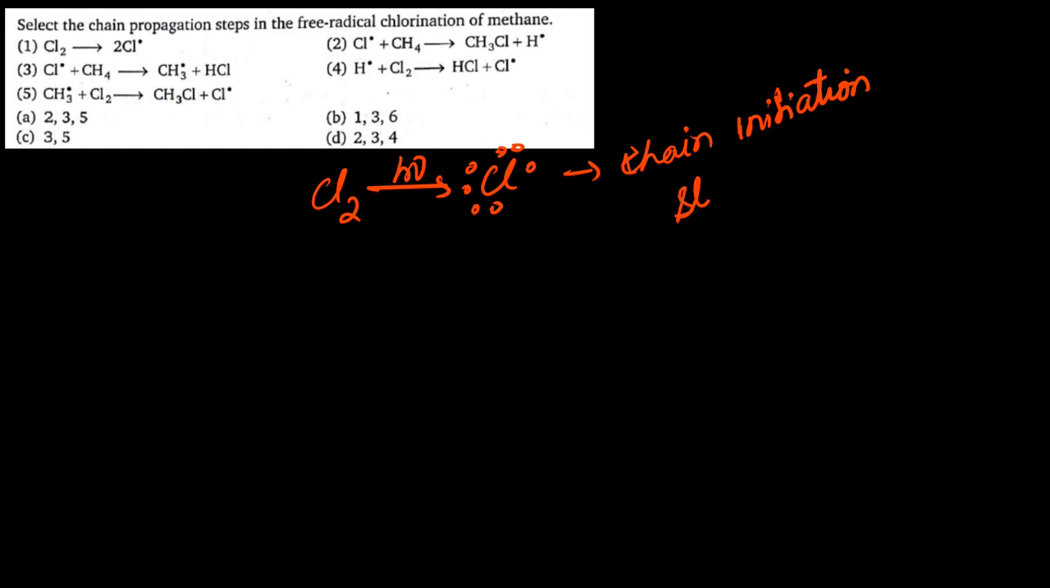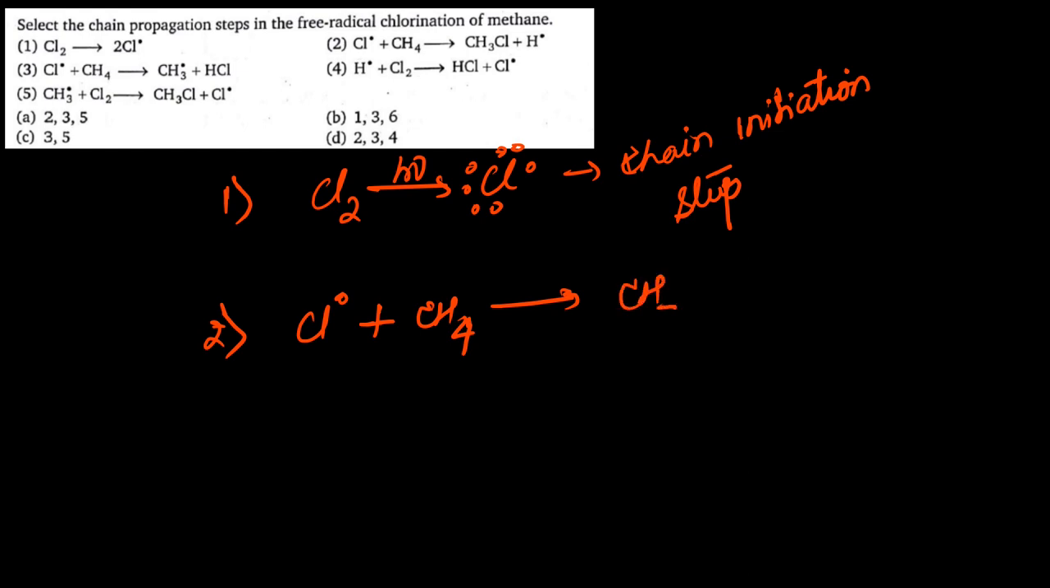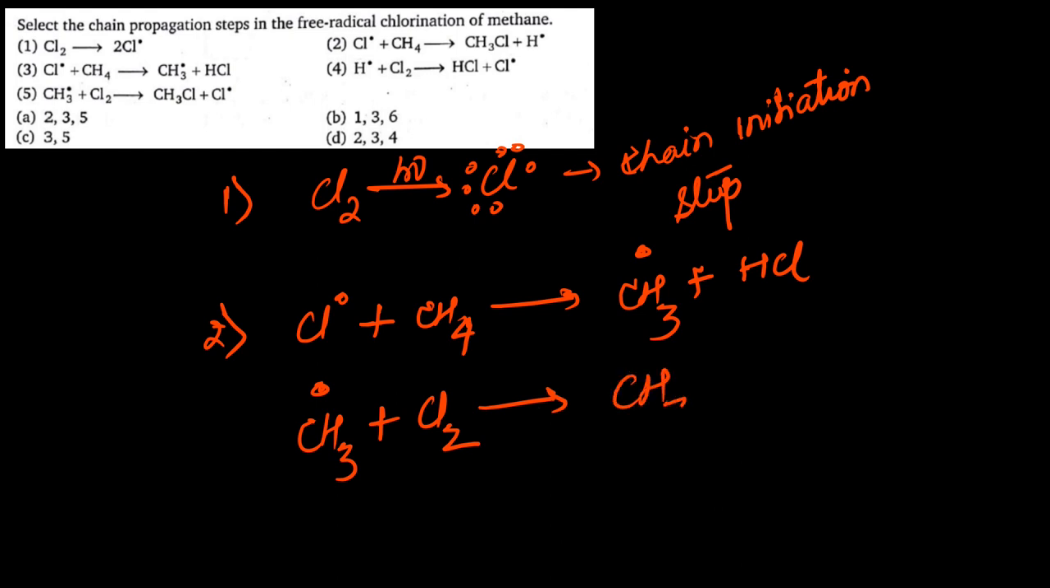This is the chain initiation step. And the second step is chain propagation. One Cl dot is there. It will attack CH4 to generate CH3 dot plus HCl. And then CH3 dot will attack Cl2 to give CH3Cl plus Cl dot.